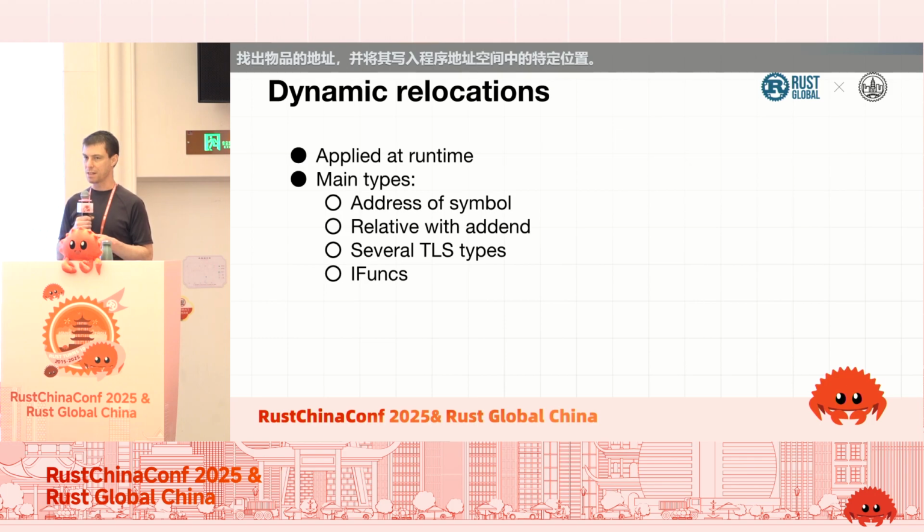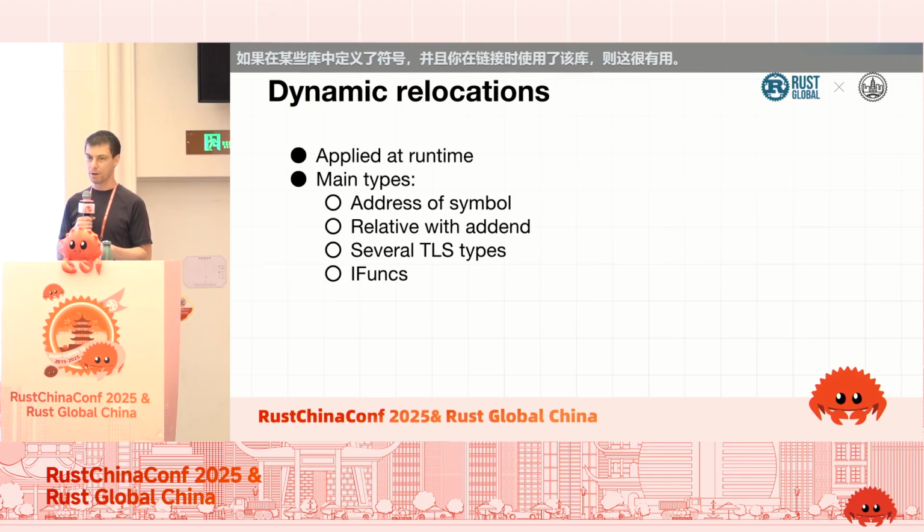There's a few different types of dynamic relocations you might encounter. There can be dynamic relocations that request the address of a symbol. This is useful if you've got a symbol defined in some library that you're linked against, like in libc. You don't know the address of that until runtime because you don't know where libc is going to be placed in memory.